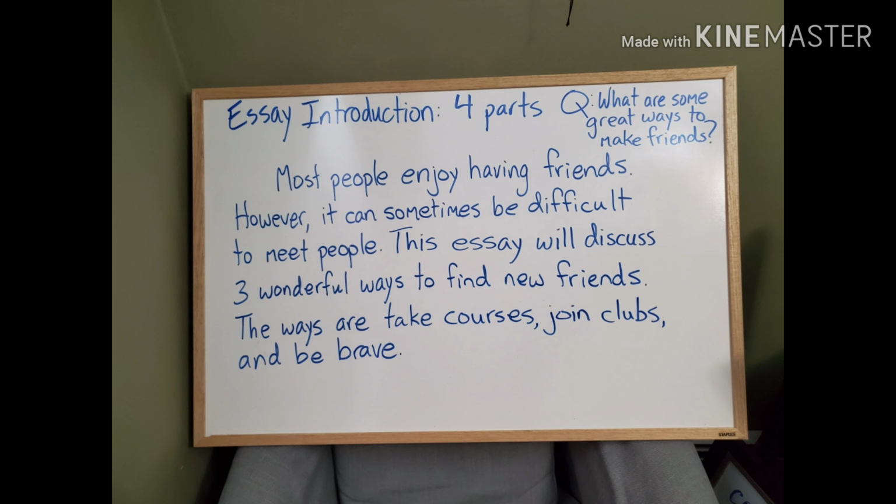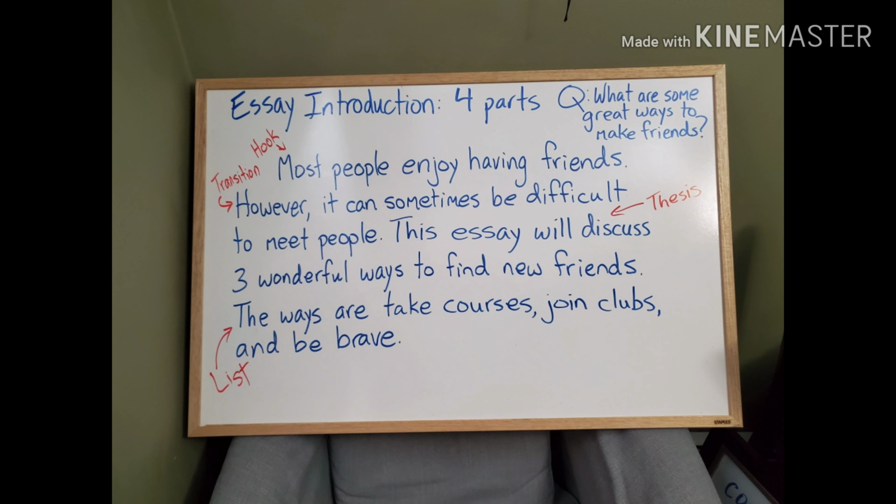Now let's review the whole paragraph. So here I have labeled and put arrows on all the 4 parts. We've got a hook, a transition, a thesis, and a list. Let's read the whole thing together. Most people enjoy having friends. However, it can sometimes be difficult to meet people. This essay will discuss 3 wonderful ways to find new friends. The ways are take courses, join clubs, and be brave. All right? So these 4 sentences are the 4 parts, and they do the jobs they're supposed to do.